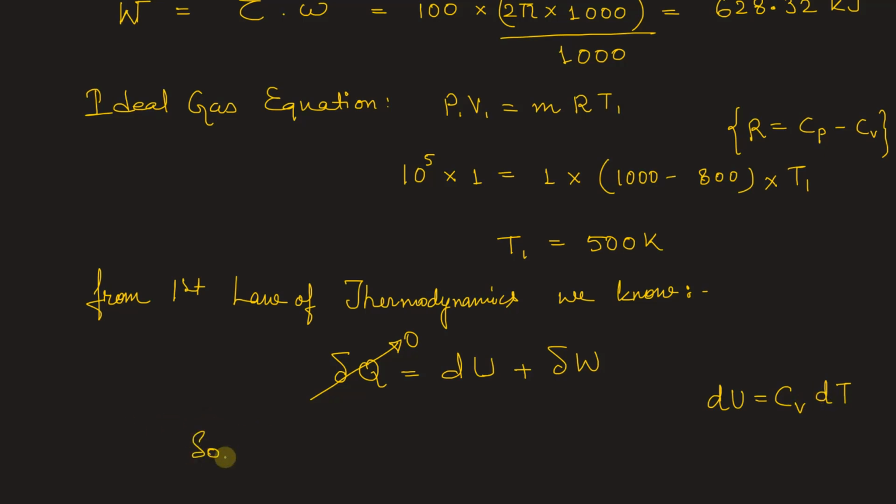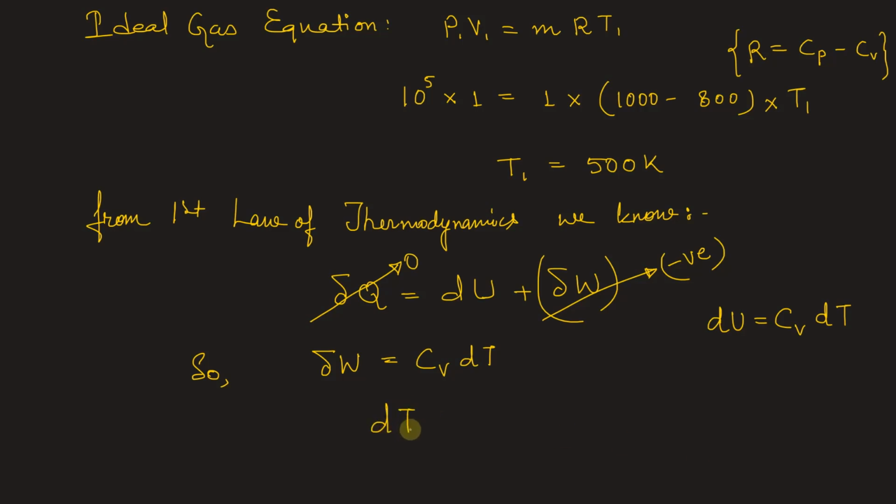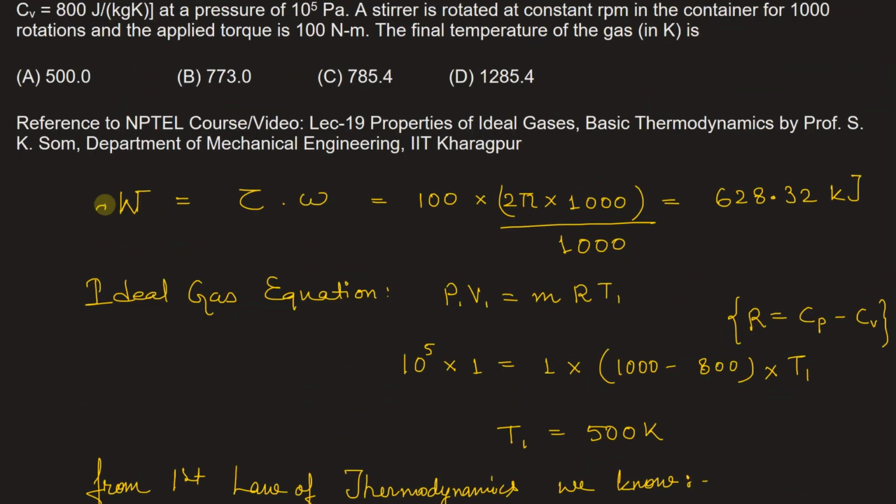So we can write the work done delta W is equal to Cv into dT. Work done is negative because the work is done on the system. So from here we can calculate dT, that will be delta W divided by Cv. So delta W we have already found, that is the work done by the stirrer by rotation.